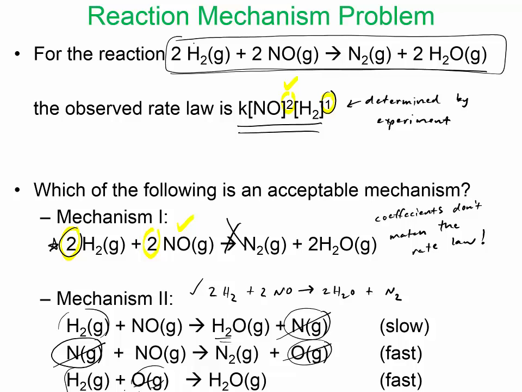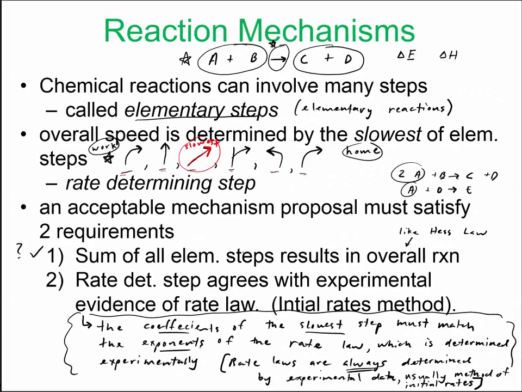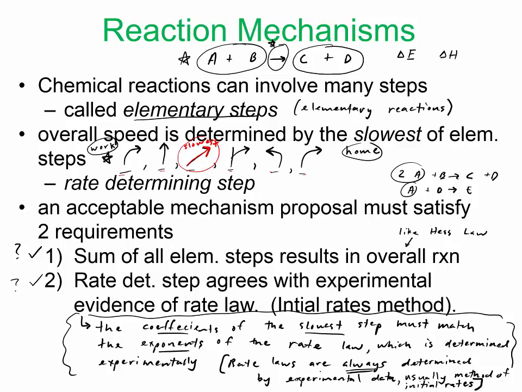Now the next thing is we need to match. Going back to this slide again, we're going to check whether the rate determining step, or the slow step, agrees with the evidence of the rate law. We're going to match the coefficients of the slow step with the exponents of the rate law.